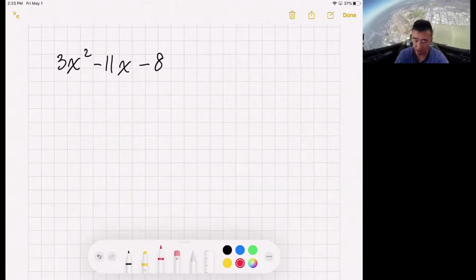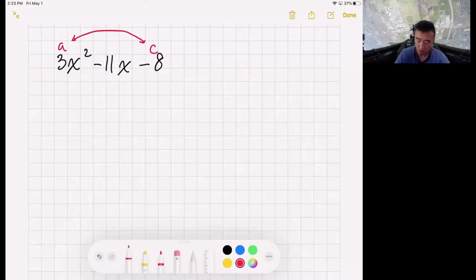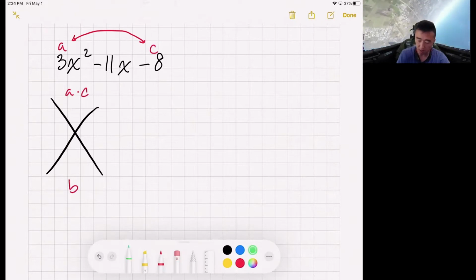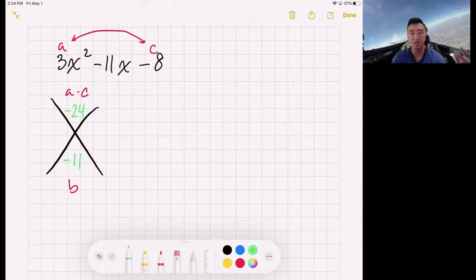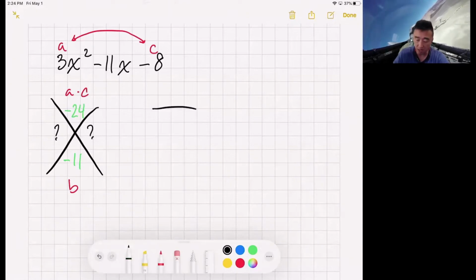Now check this out here. Again, we have A times C, which is right here, and then the B term, right? So what does that mean? We're going to put 3 times 8 is negative 24. Did you notice that? And then the negative 11. Now we got some negatives involved, and this is where it gets a little bit crazy, okay? So we still got to find this combination of two numbers that multiply to negative 24 but add up to negative 11. So I'm going to make that t-chart, and I'm going to go ahead and try to think of all the negative 24s.